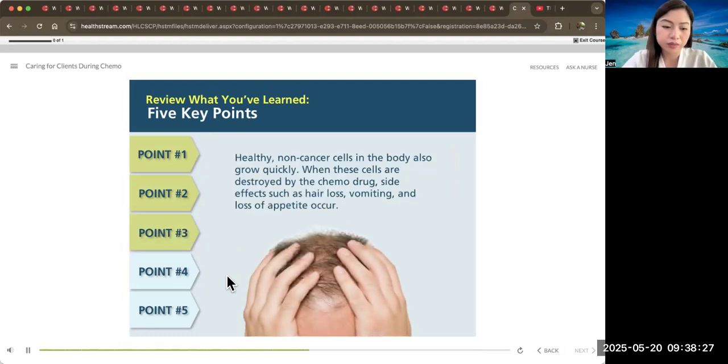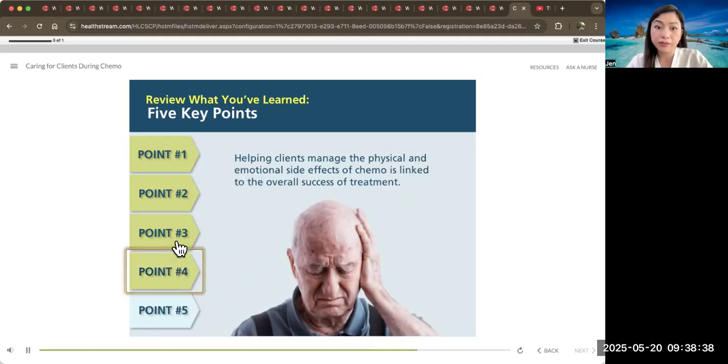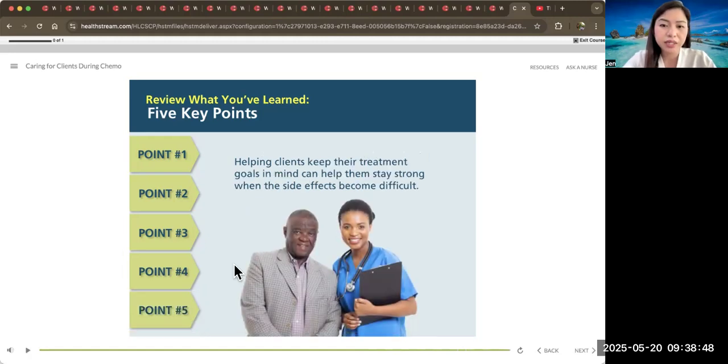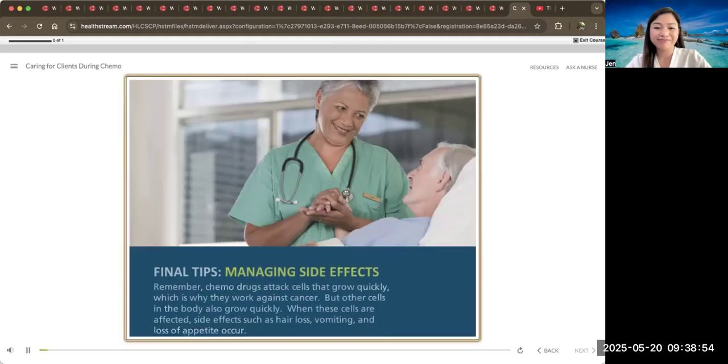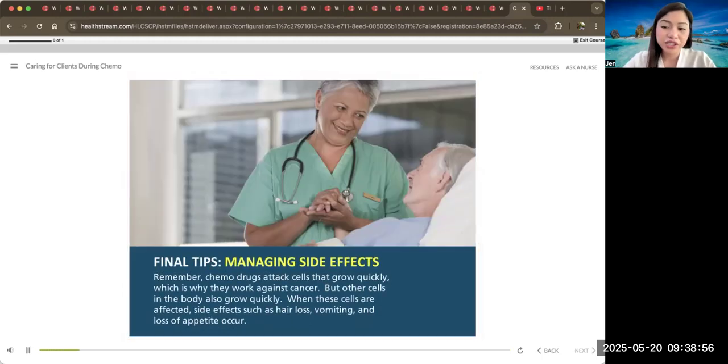Point number 3. Healthy non-cancer cells in the body also grow quickly. When these cells are destroyed by the chemo drug, side effects such as hair loss, vomiting, and loss of appetite occur. Helping clients manage the physical and emotional side effects of chemo is linked to the overall success of treatment. Point number 5, helping clients keep their treatment goals in mind can help them stay strong when the side effects become difficult.